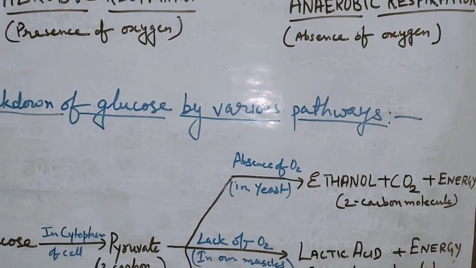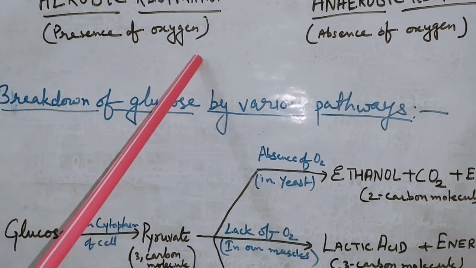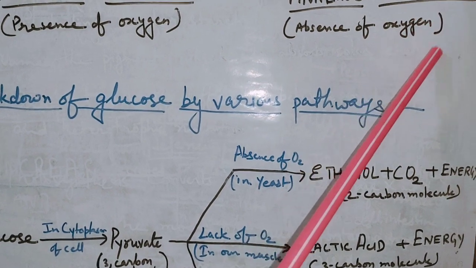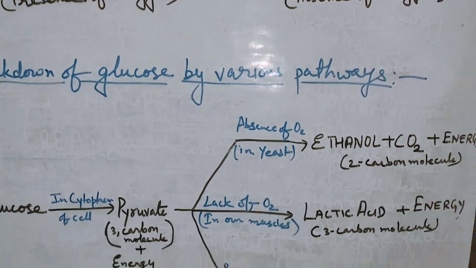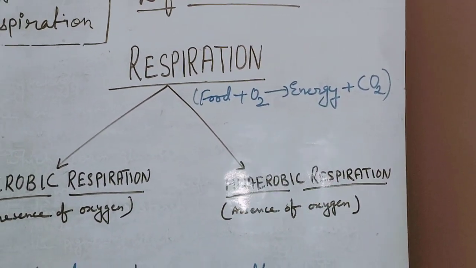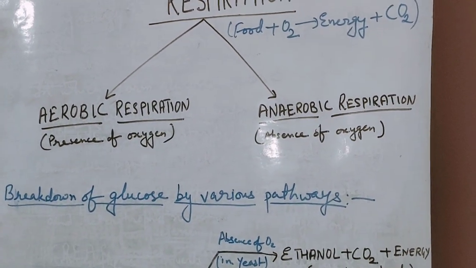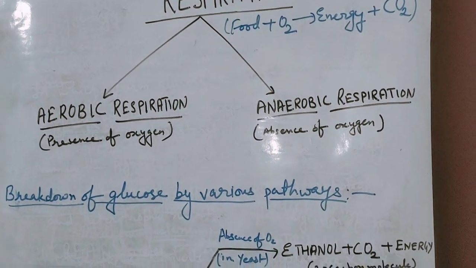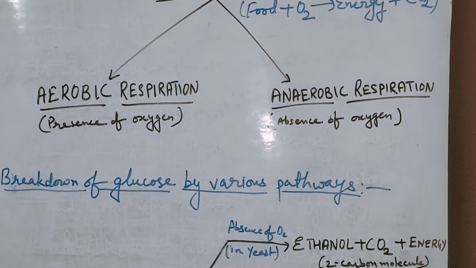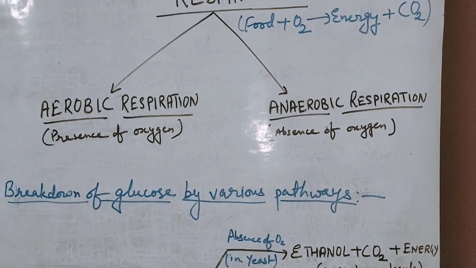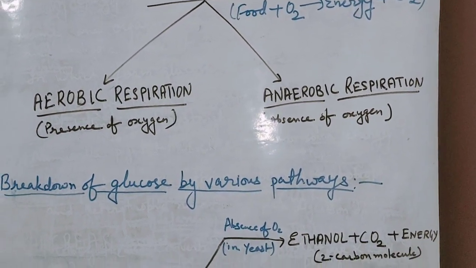There also energy is released. Here is the difference: aerobic respiration gives more energy, whereas anaerobic respiration gives very little energy. So the basics of respiration: food is used as a source of energy. Oxygen is required for the oxidation of that food, and the energy released as a result of oxidation of food is trapped in our cells in the form of ATP. The full form of ATP is adenosine triphosphate.